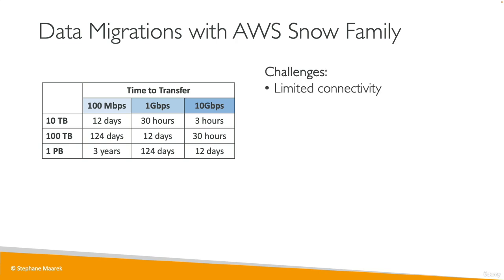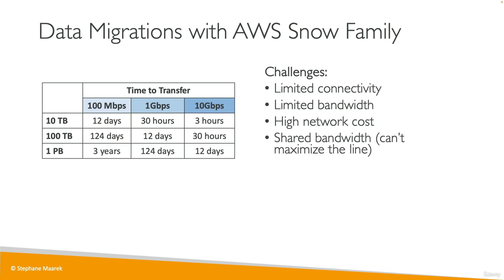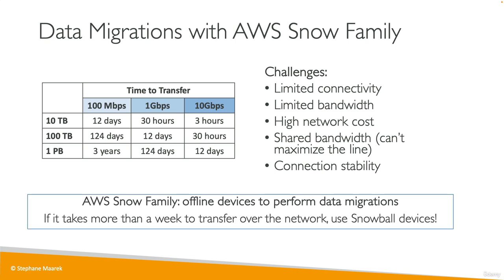So when you have limited connectivity or limited bandwidth, or your network cost can be very high, or for example, you can't maximize the link because you are sharing the bandwidth, or you have issues with connection stability, then you want to use the AWS Snow family because they're offline devices and they allow you to perform data migrations. So as a rule of thumb, if it takes you more than a week to transfer data over the network, then you should use Snowball devices.